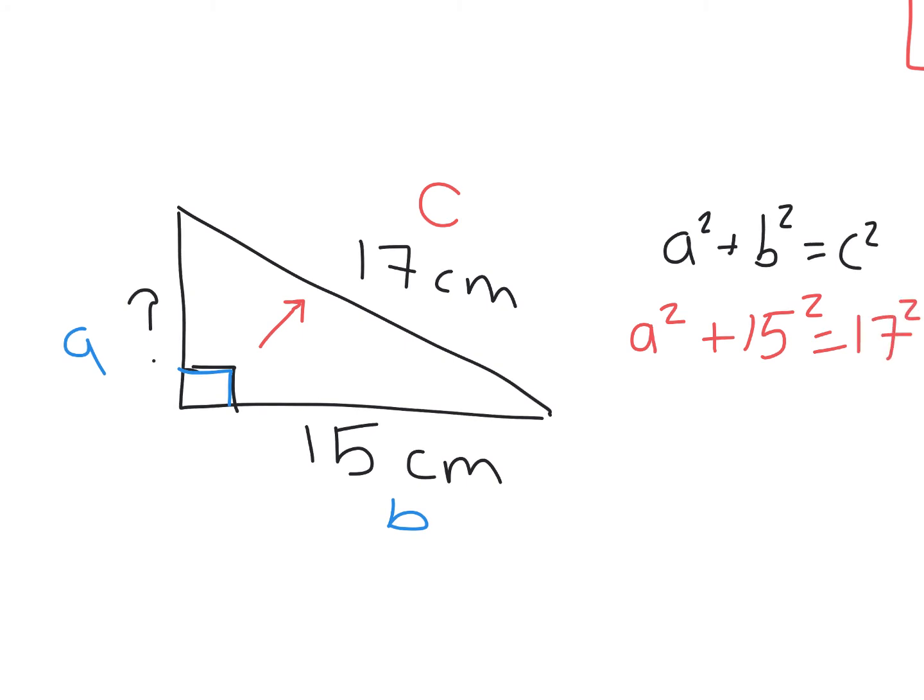Now we're just going to solve for A. First thing I'm going to do is square any of these numbers that I can. I can't square A because I don't know it, so I'm just going to rewrite A squared plus 15 squared. Well, I can do 15 squared. 15 times 15, if I put that into my calculator, is 225. And that's going to be equal to 17 squared. Well, I can do that too. 17 squared is just 17 times 17, which is 289.